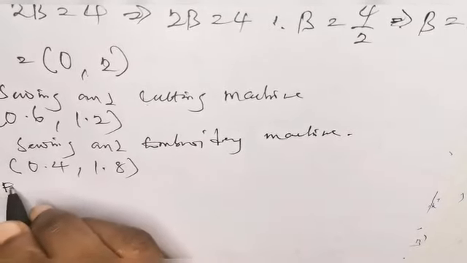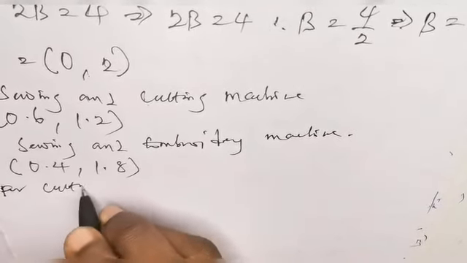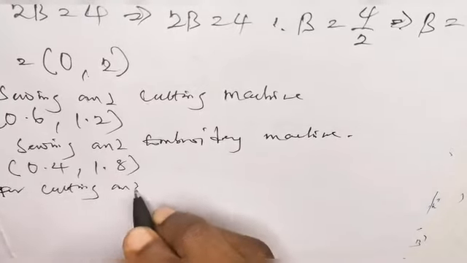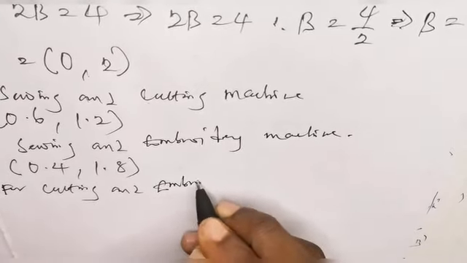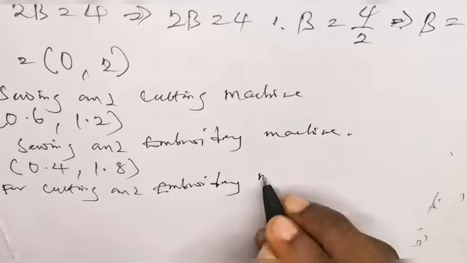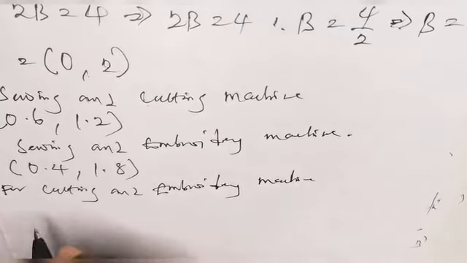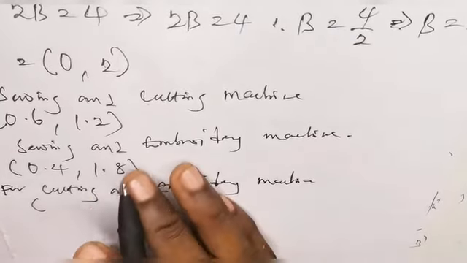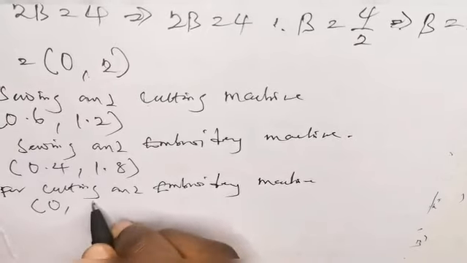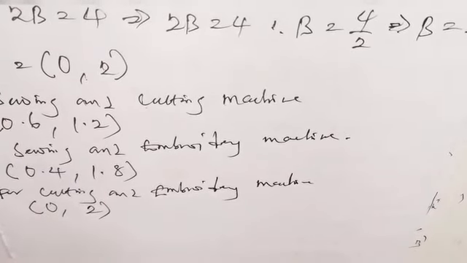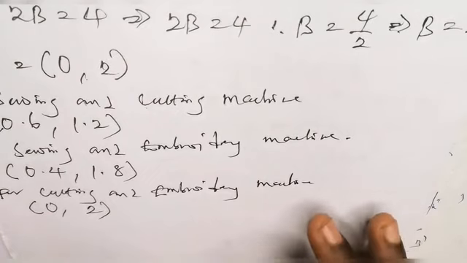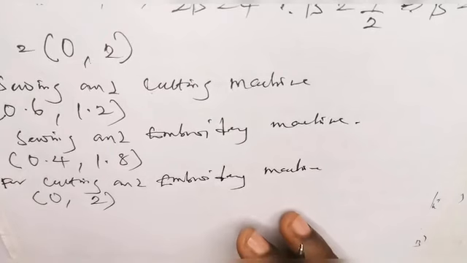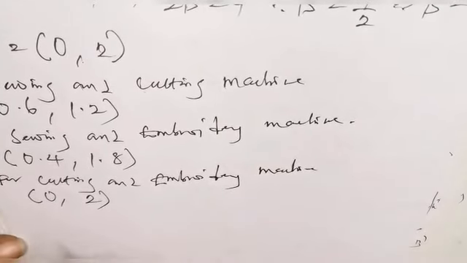Finally, for cutting and embroidery machine, we obtain our intersection here to be 0 and 2. Now these are the intersections of each of these machines with one another. We can now substitute these values into the profit or the objective function.